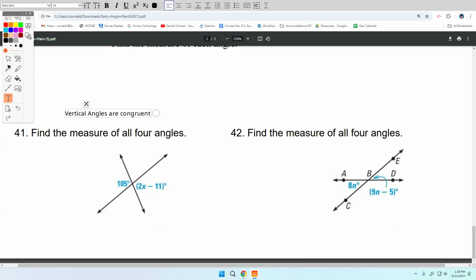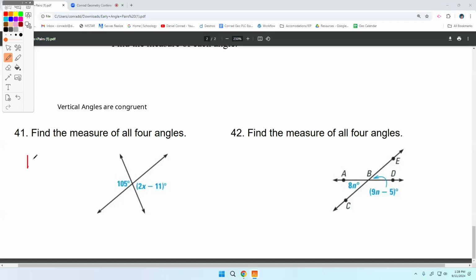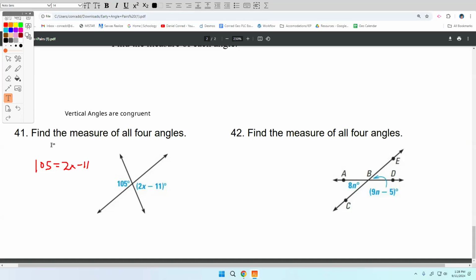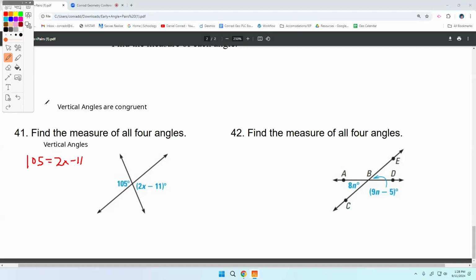So we can set them equal to each other. So we can do 105 equals 2x minus 11. We need to justify our equation. So the justification is that they are vertical angles. Vertical angles are congruent. Okay, if we want to solve, we're going to add 11 to both sides. That's going to give me 116 equals 2x. Divide by 2 on both sides, and we get 58 equals x.